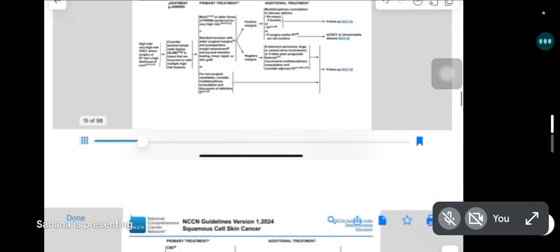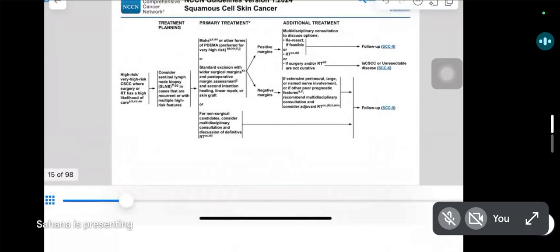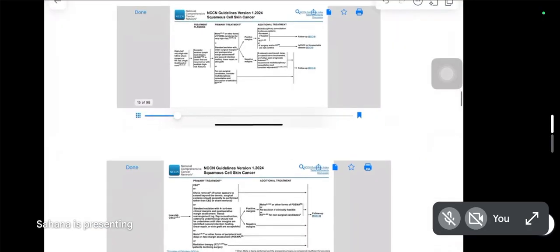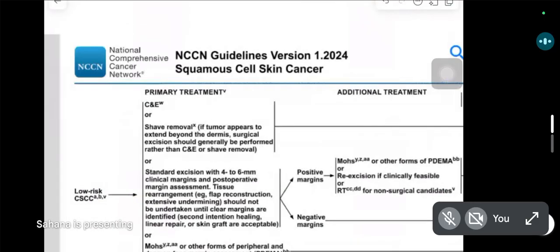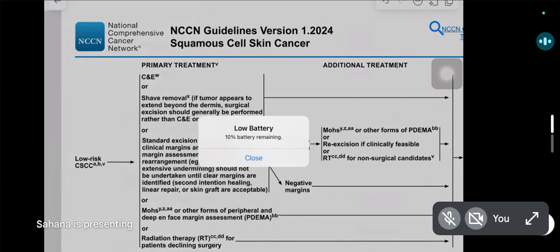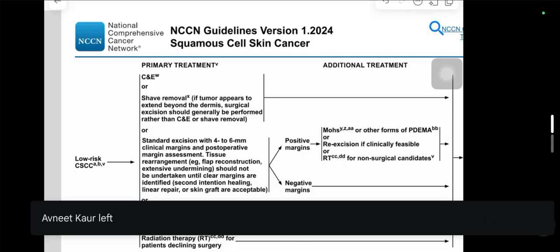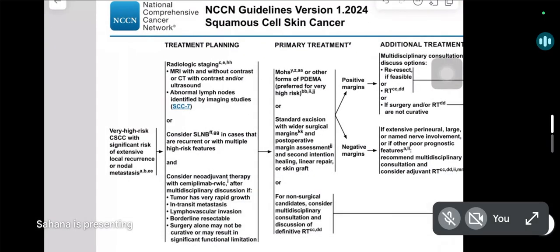Then coming to stage wise, let us see what we do for this kind of, first, node only. Okay, low risk. Like we saw in BCC, again here, electrodessication, shave removal, and your 6 mm margin comes for low risk. And in case there is recurrence, there is a role for re-excision, or you can give RT.